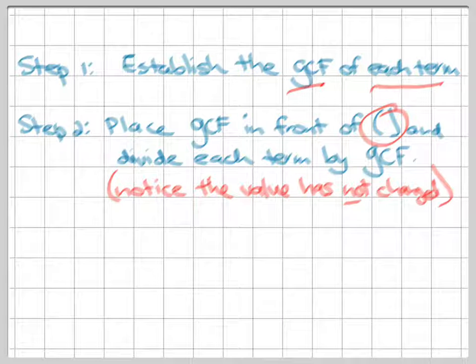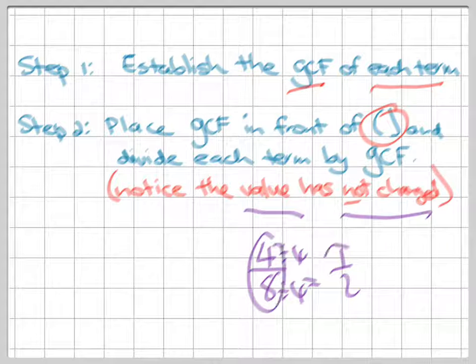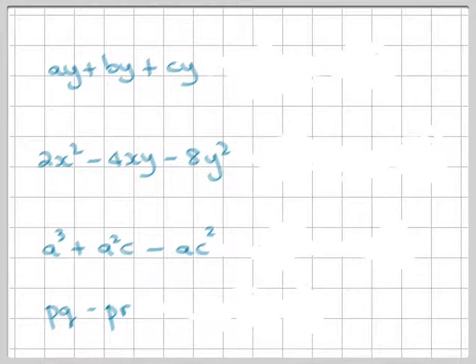And I want you to notice that the value, once we've done that, has not changed. All we've done is taken out the greatest common factor. Like when you would reduce, let's say, 4 over 8, it would become a half because you divide by 4 and divide by 4. And 4/8 is the same as a half. So it's exactly the same in algebra when you remove the greatest common factor. The value does not change.